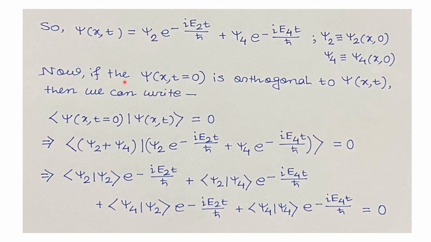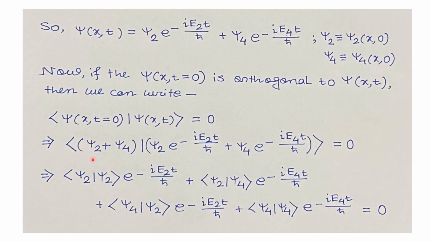Now if the wave function psi at t equals 0 is orthogonal to the wave function psi at any time t, then the inner product between these two wave functions is 0. At t equals 0, the wave function psi is psi 2 plus psi 4. So we write psi at t equals 0 as psi 2 plus psi 4, and psi as a function of x and t is given by this. So we'll write that here.